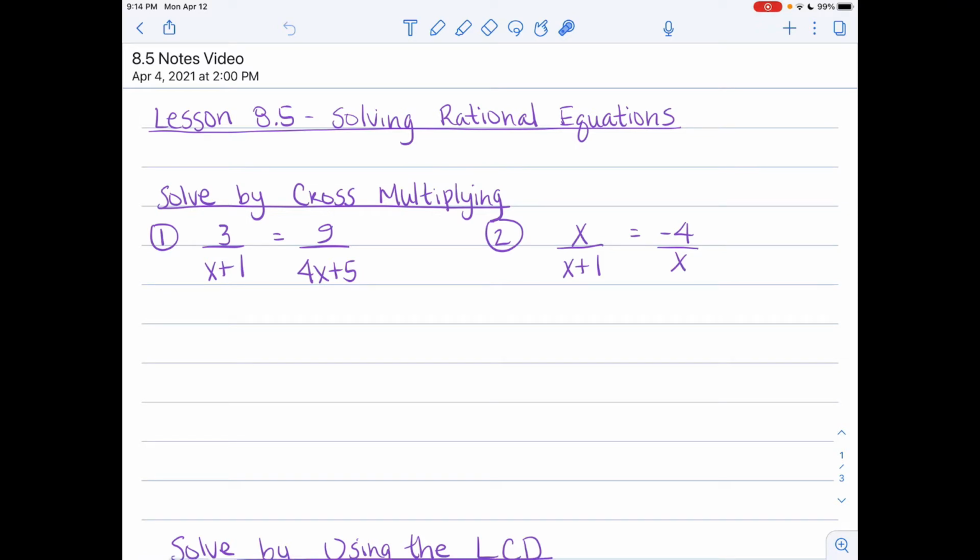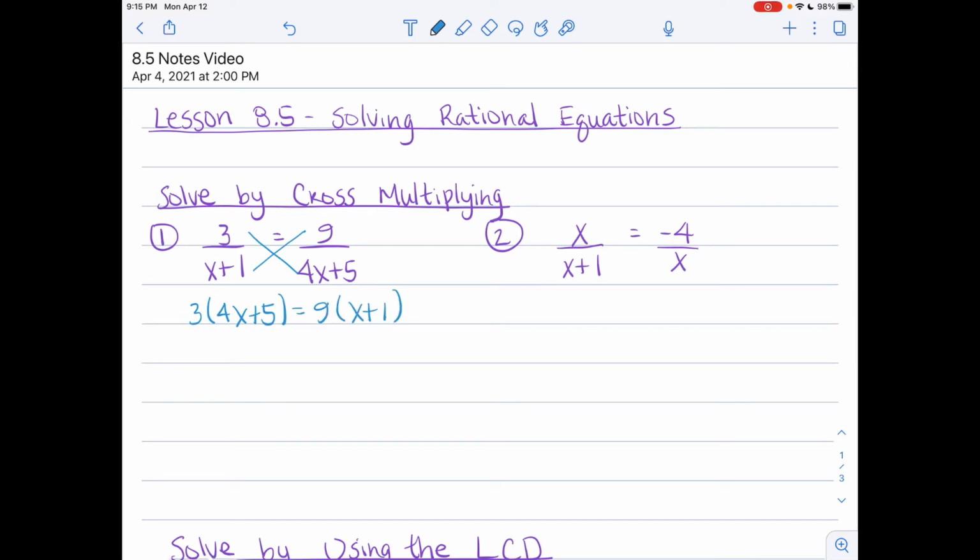And we can use this method if we only have two rational expressions. So in this case I have a single rational expression on the left and one on the right. So I can use cross multiplying to solve. So I'm going to take 3 and multiply it by 4x plus 5, and I'll take 9 and multiply it by x plus 1. So let's go ahead and get started. 3 times 4x plus 5 is equal to 9 times x plus 1.